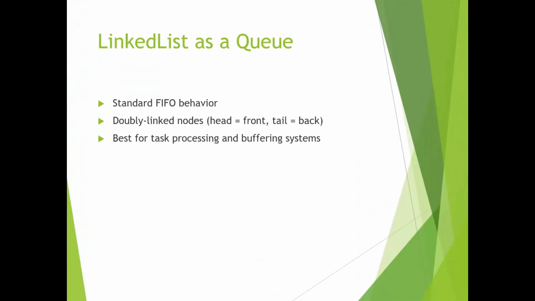Let's talk about linked list as a queue. It has the standard first in, first out behavior. As I've already mentioned when talking about lists, it's backed by a doubly linked list. So basically these nodes that have forward and backward pointers. And linked lists are best for task processing and buffering systems.